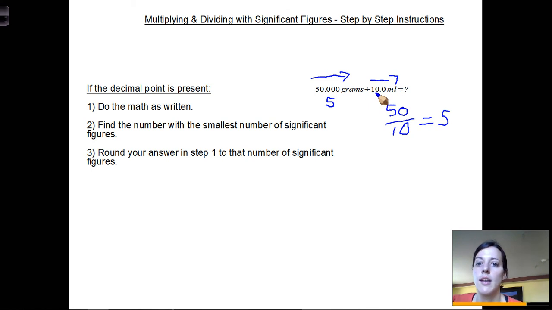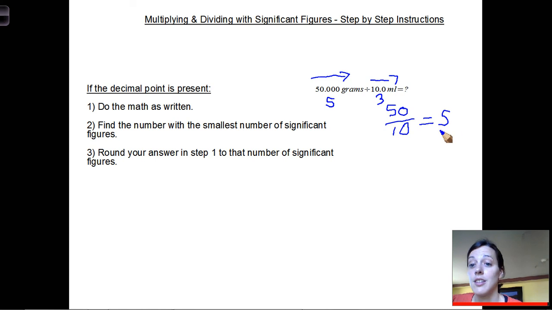non-zero digit starting out with, so we'll count all of those numbers. 1, 2, 3. 3 significant digits. So now we know that this number has the fewest number of significant digits, or significant figures. They're the same thing. And looking at rule 3, we need to round our answer to the number that has the fewest number of significant figures. So we need to write 5 out with 3 significant figures.